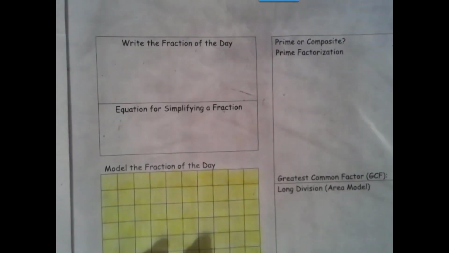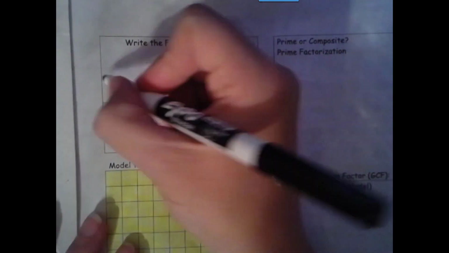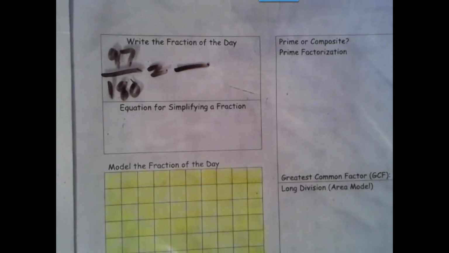Okay, let's get down our beginning fraction. A total of 180 school days, and we're on day 97. So first thing we want to think of is, is 97 prime or composite? Well, it's not even, so that doesn't help us if it's prime or not.